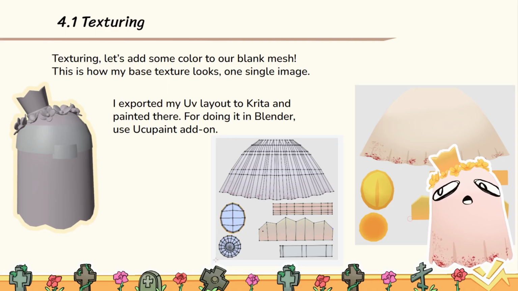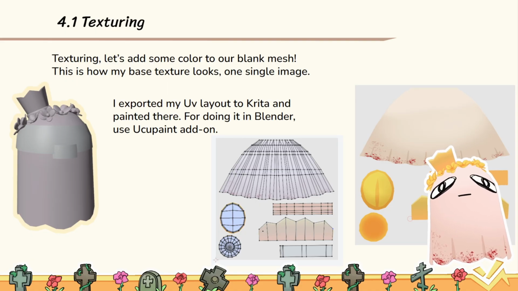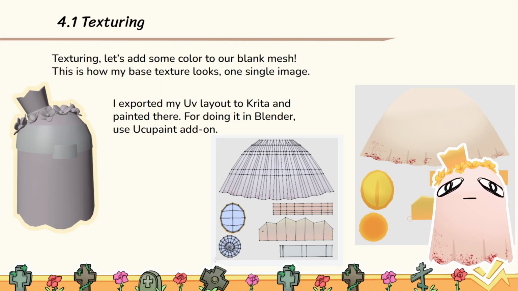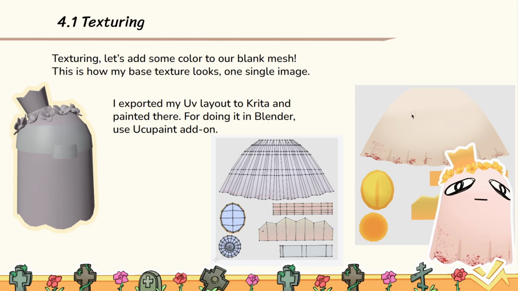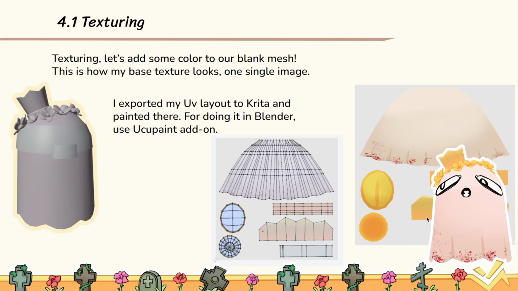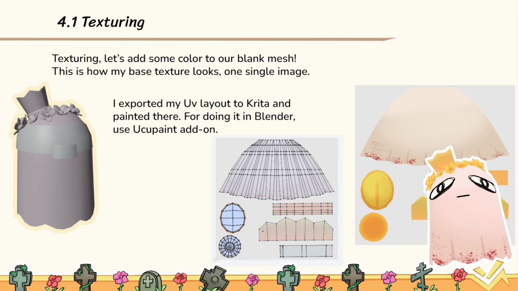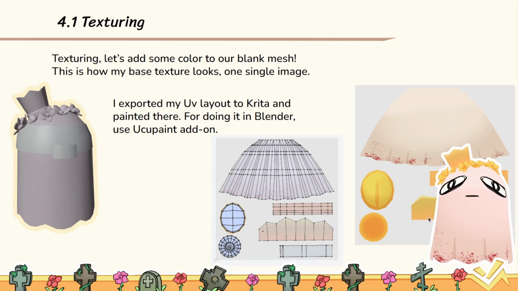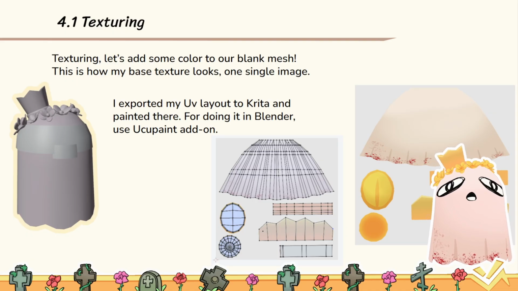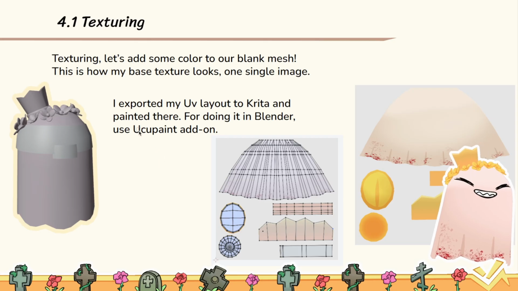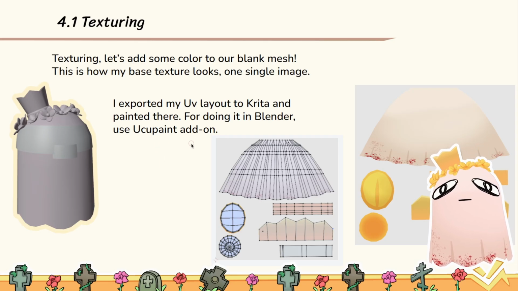4.1 Texturing. Let's add some color to our blank mess. This is how my base texture looks. One single image. I exported my UV layout to Krita and painted there. For doing it in Blender, use UV-Paint add-on. That way you can have layers inside Blender.